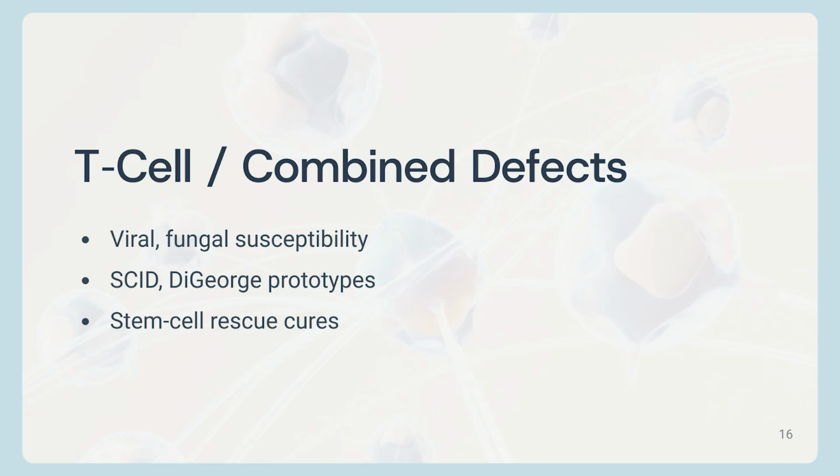Another example is SCID, or severe combined immunodeficiency, which I mentioned earlier, where both your T cells and B cells are severely impaired. For many of these cases, one of the main treatments is stem cell rescue or transplant. You replace the defective immune cells with healthy immune cells from a donor.